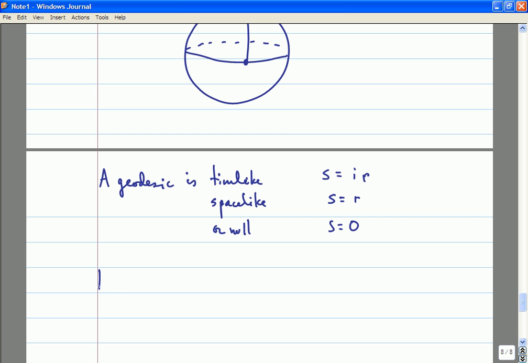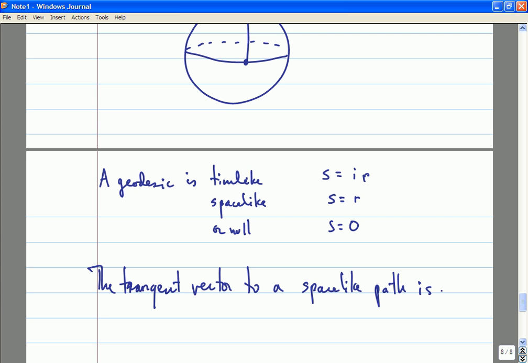vector to a space-like curve is space-like. Likewise, the tangent vector to a time-like curve is time-like, and the tangent vector to a null curve is null. So that was the reason for my introducing the norm of a vector and calling the norm of a vector space-like, time-like, or null, depending on whether the norm squared was positive, negative, or real.